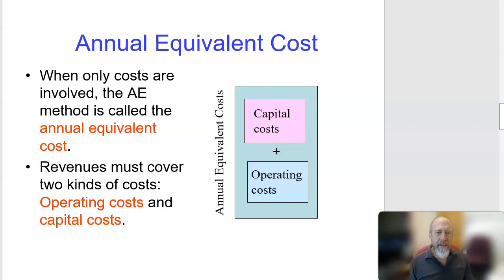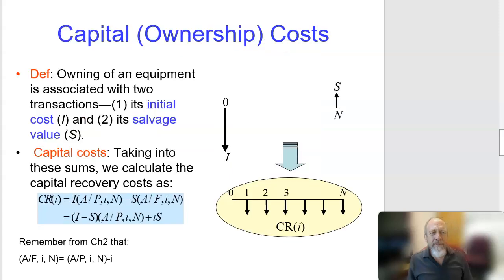Now, when you're looking at this, when you're only talking about costs, we use annual equivalent cost. Okay? We might have revenues, but the revenues have to cover all the costs. So you've got operating costs and capital costs. It's not any different from what we did before. You take the costs, put them in the concept of the present worth. But now we're actually taking that and we're now making it an annual. Okay? So how do we put this together? Well, you're going to actually do some examples here that actually help it make a little bit more sense.